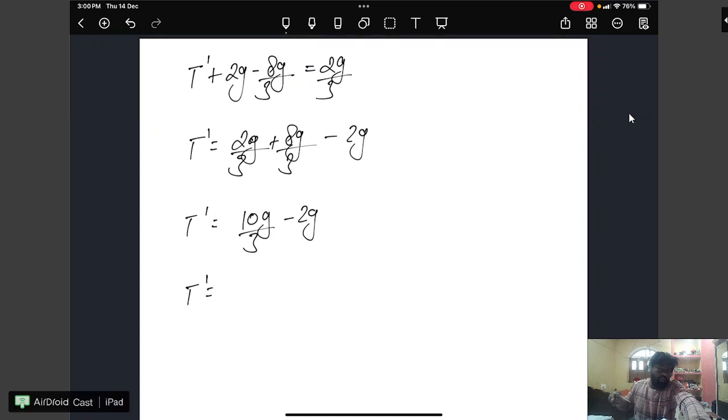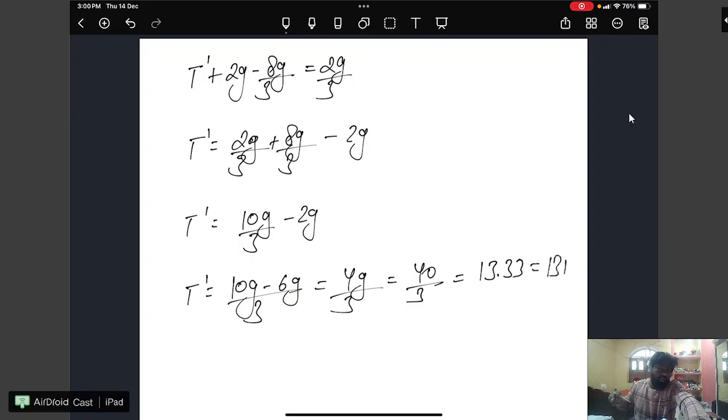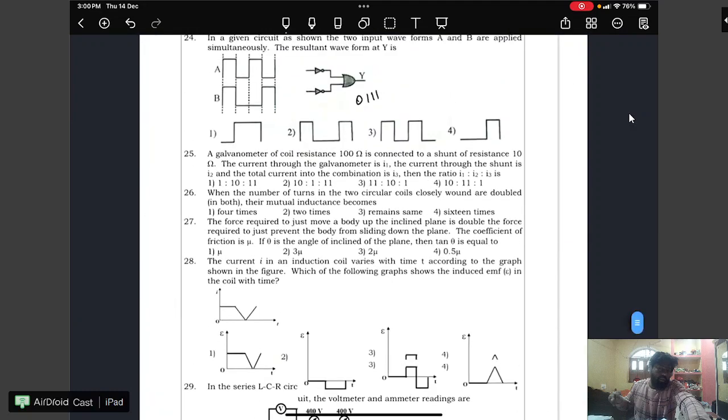So 10g minus 6g by 3, 4g by 3, which means 40 by 3 approximately. 40 by 3, 13.33 will come, which is 13 Newton approximately. Answer will be 13 Newton.